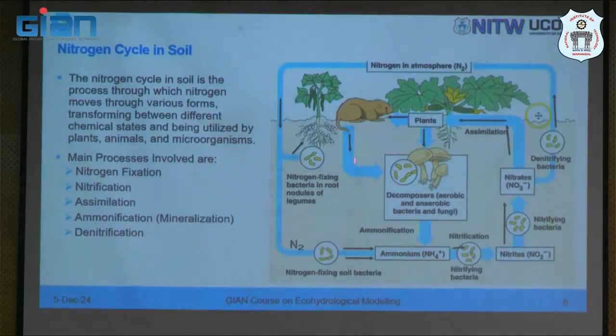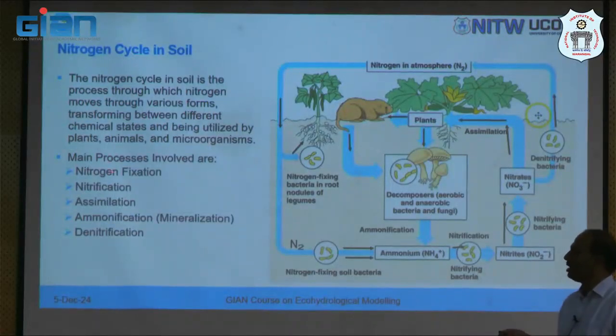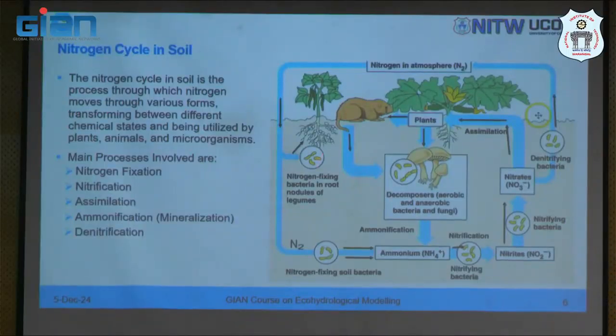Now, in this cycle, we are adding fertilizers. We are adding fertilizers in terms of NPK, and that nitrogen must also be included in this. So, there are 5 different main processes that are involved. One is nitrogen fixation, nitrification, assimilation, ammonification and denitrification. Okay. So, these are the 5 processes that are involved in this. Okay. We will see each one of them, how it is to be done, right.